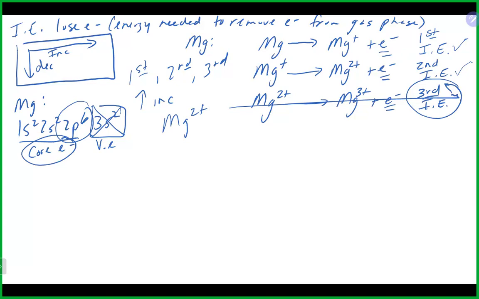That is why certain things have fixed positive charges. Everybody in group 1 has a +1 charge, everybody in group 2 is +2. Aluminum is +3, because at some point you're going to get into those core electrons and it's not energy efficient to rip those off. Any questions on that? So the general trend in first ionization energy is that it increases as you go up and to the right and decreases as you go down and to the left.